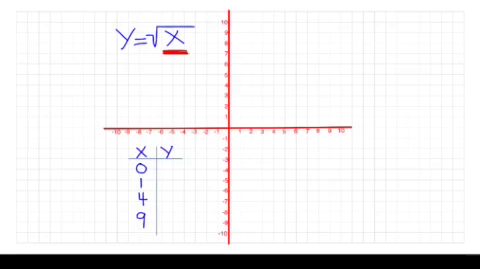So if I go ahead and fill this table in for the y values, right here, I get 0, square root of 0 is 0, and then I get 1, square root of 1 is 1, square root of 4 is 2, and the square root of 9 is 3. Hopefully you remember what square roots do. It's what number you can multiply by itself to get the value of x.